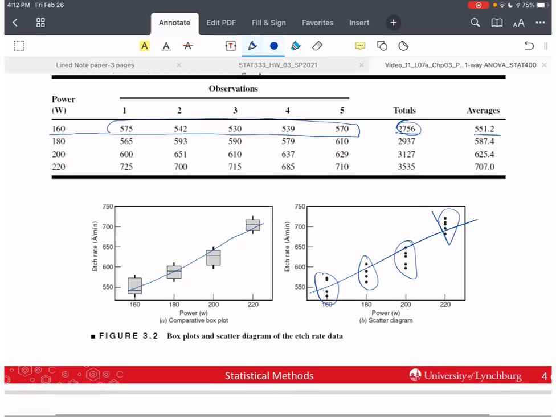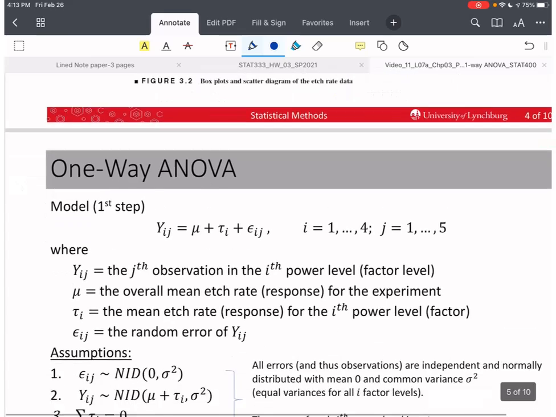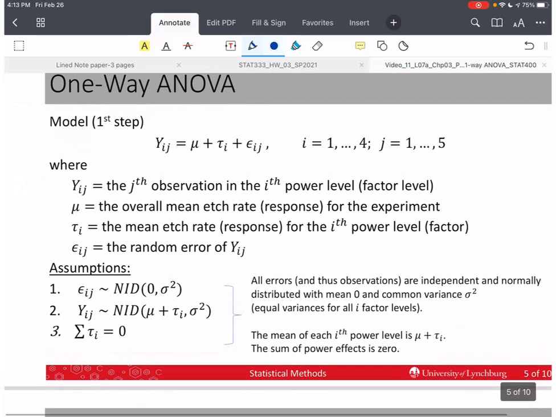So you could use either one. I rarely see the dot plot. I more often see this box plot in practice. And then I've gone over all of these assumptions, except now we've changed out i with our experiment.